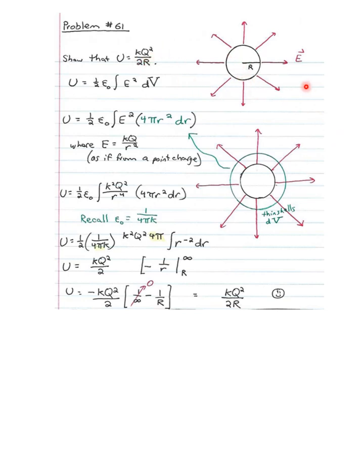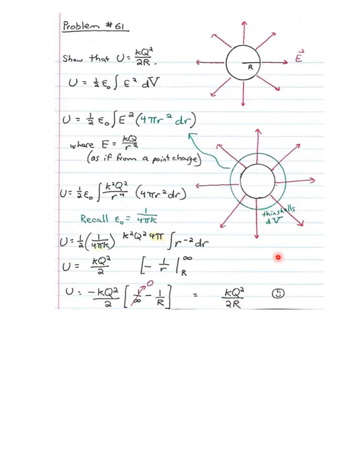There's my sphere of radius r. The electric field emanates from the surface. And we'll use the equation that I showed on the previous screen, that U equals 1/2 epsilon naught times the integral of E squared dV. Now, what we're going to do is make a substitution for dV. Here I've drawn in green a thin shell, and this thin shell has some volume dV. Now, what is its volume?